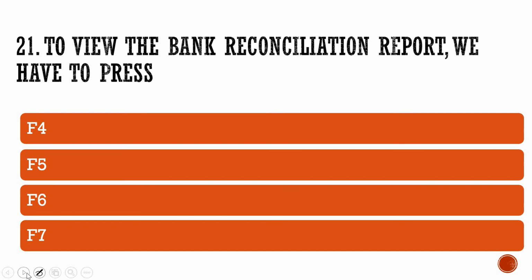If you are following the mercantile system of accounting, then this key is very useful for bank reconciliation, and that key is F5. Again, in my coming video, I will explain how the F5 key is used for bank reconciliation. But for now, just remember, to view the bank reconciliation report, we have to press F5.